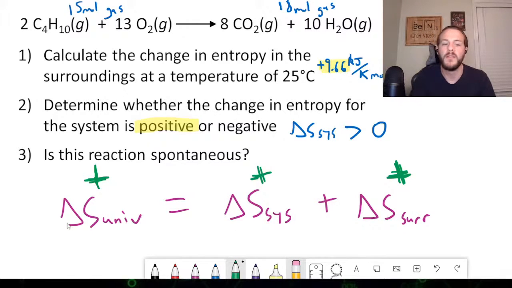And so since delta S for the universe has to be positive, we can confirm that this reaction will be spontaneous according to the second law of thermodynamics, which I will remind you states that for any spontaneous process, the entropy of the universe increases. Delta S is positive.